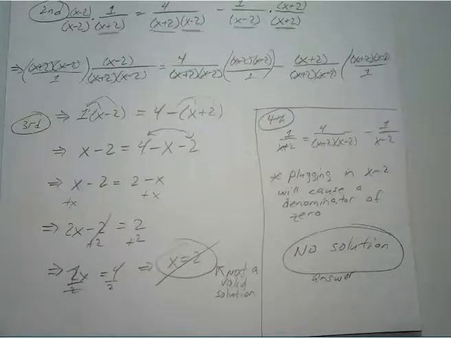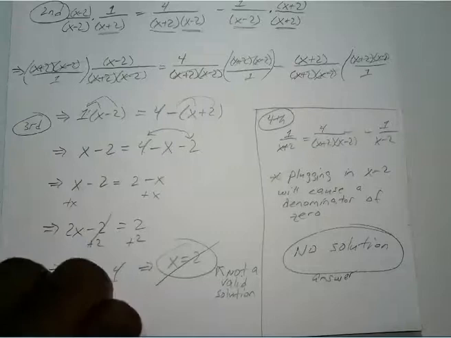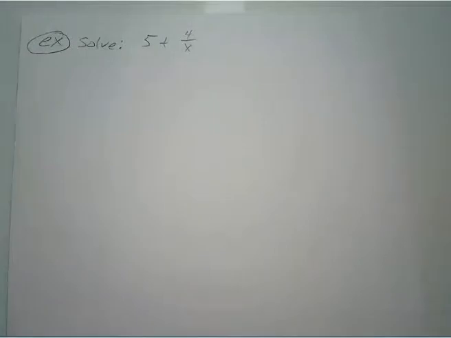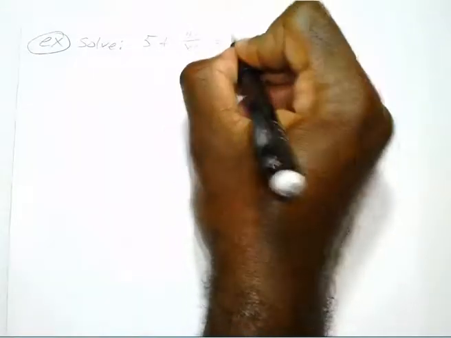So we're going to go ahead and go to our next example. Let's bring this on down. So let's say, for example, we want to solve 5 plus 4 over x equals 1.